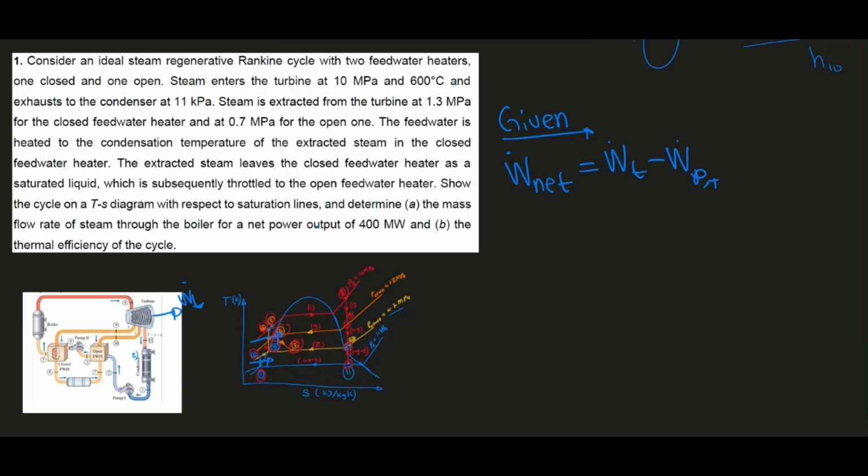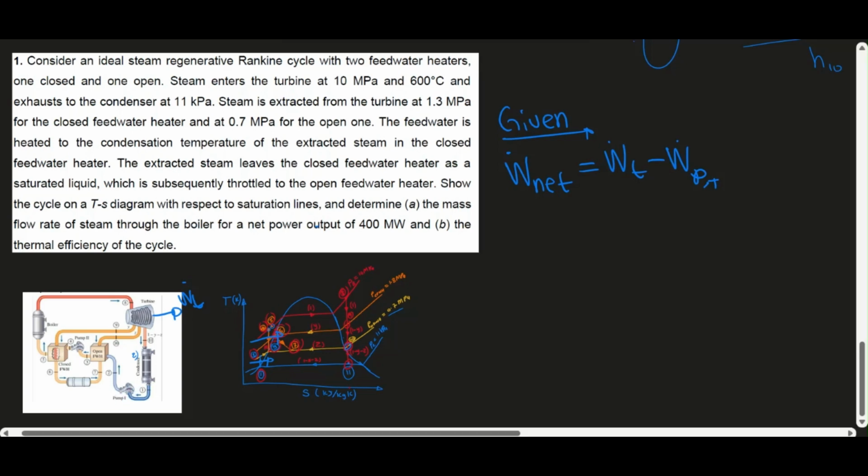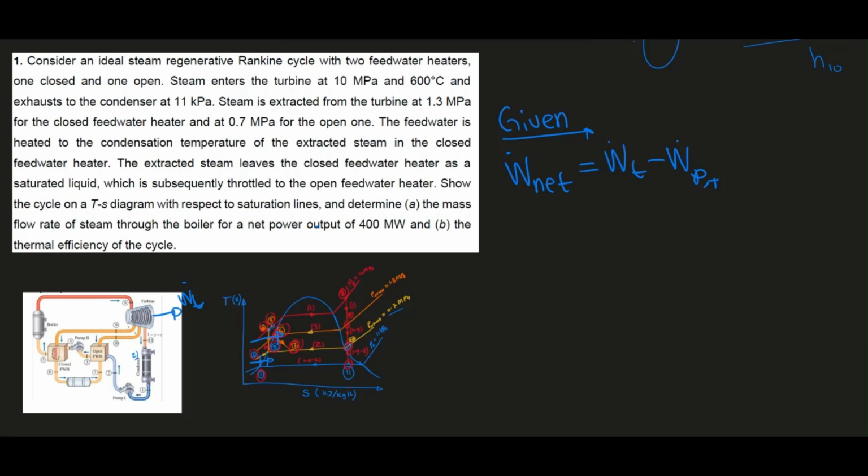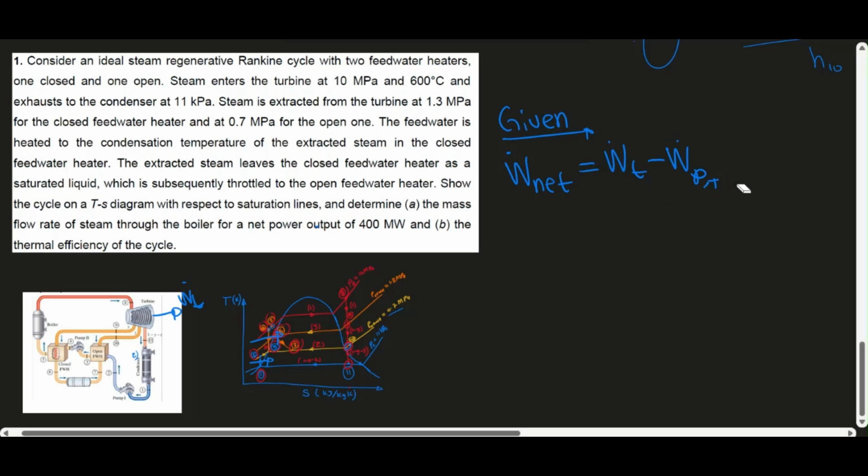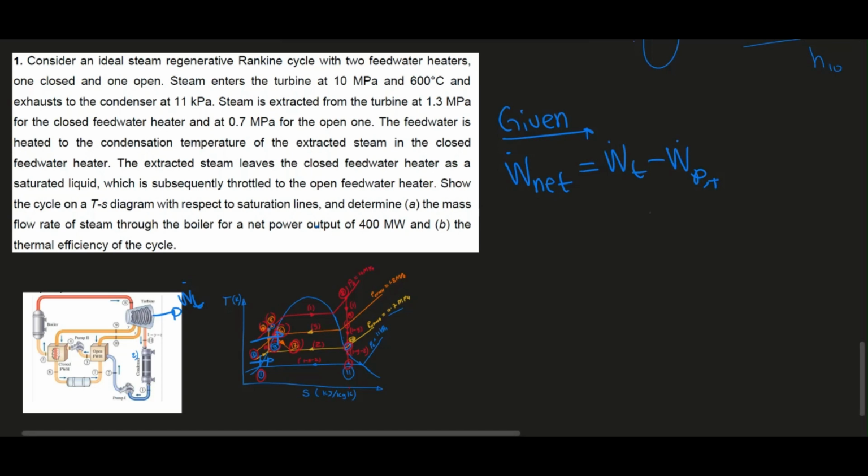What I mean by that, pumps are work consuming devices, so they consume work, while a turbine is a work producing device, so it produces work. Hence, we like turbines because they give us work. We don't like pumps, because they consume work. But yeah, they are all needed in a system. That's why we subtract pump work from turbine work to get useful work, which is our net work. Okay.